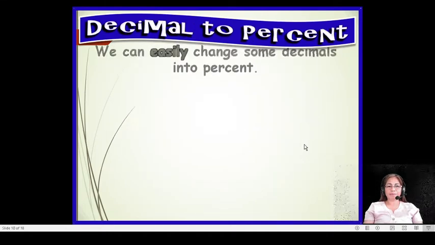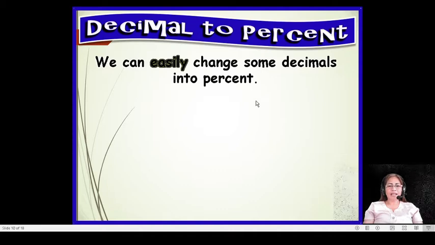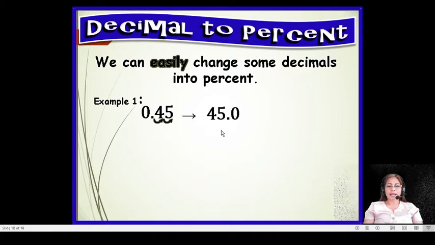Or we can easily change some decimals into percent. For example, 45 hundredths. Move the decimal point to the right 2 times. Then the decimal point is here, and the number becomes a whole number, 45. Then it's equal to 45%.